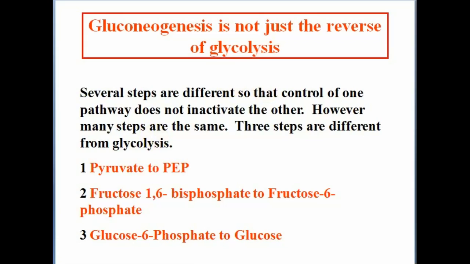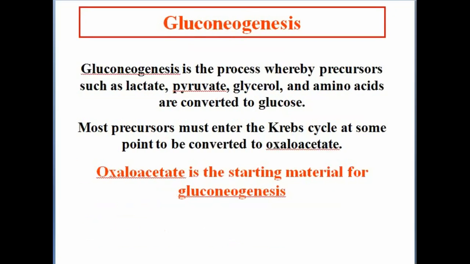Now step by step we will be having a look into the pathway, and it is also said that oxaloacetate is considered as a starting material for gluconeogenesis. There are several sources for the production of oxaloacetate, and it is from this oxaloacetate that glucose is synthesized through some other intermediates.